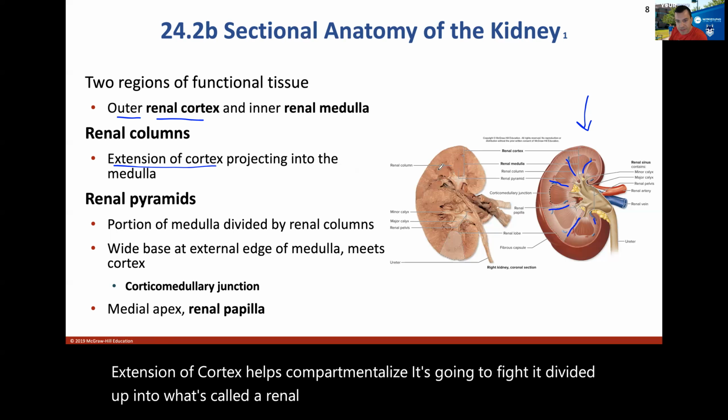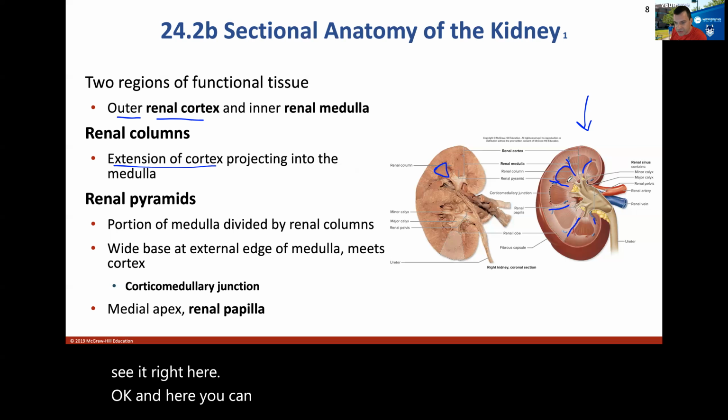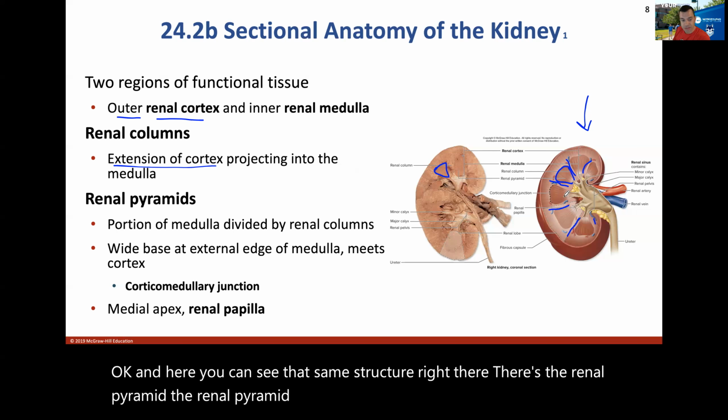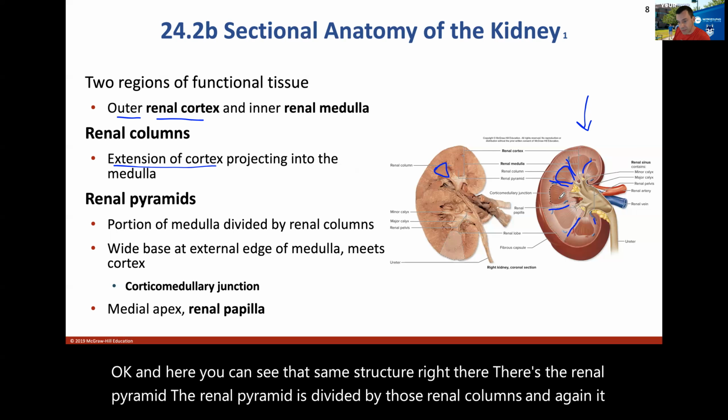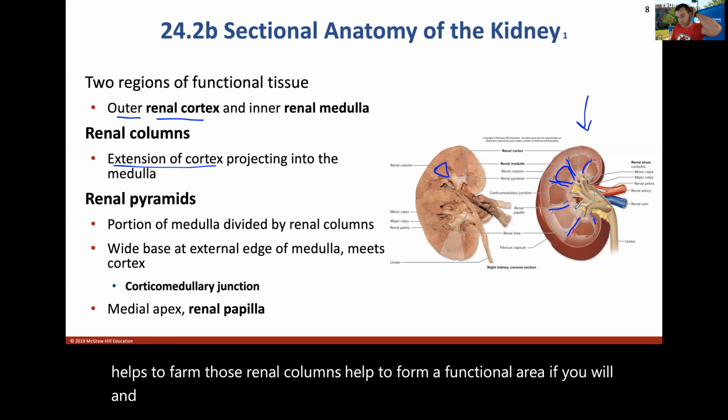We have a renal pyramid, and you can see it right here. Okay, and here you can see that same structure right there. There's the renal pyramid. The renal pyramid is divided by those renal columns, and again, those renal columns help to form a functional area, if you will, and that's going to be the renal lobe.